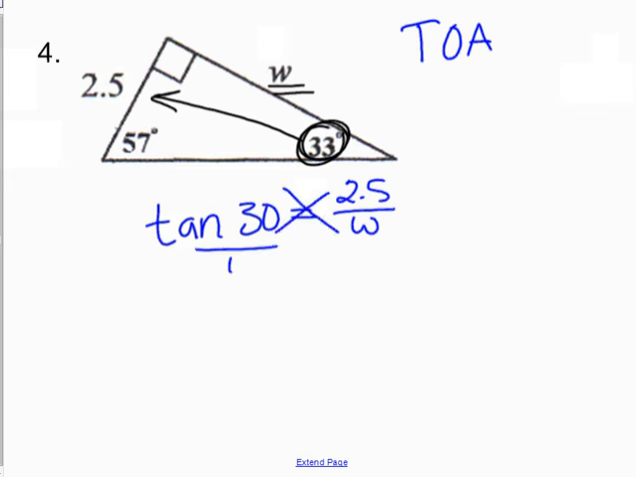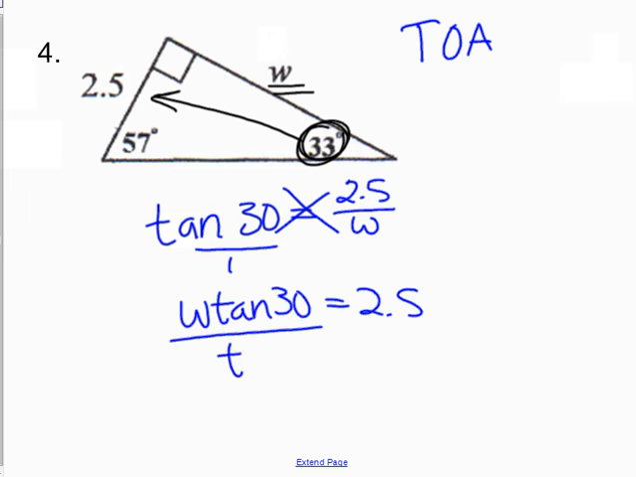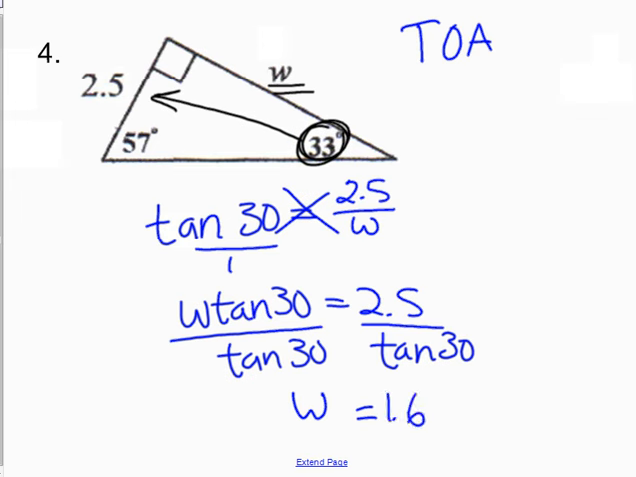Cross multiply. W times the tangent of 33 equals 2.5. Divide by the tangent of 33. Remember, that's a number. Tangent of 33. And W equals 1.6. If I did it with the 57, I would still end up with W equaling 1.6.